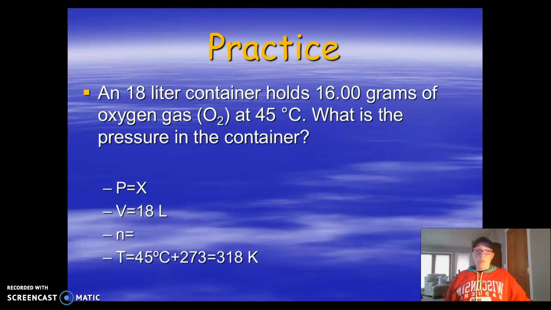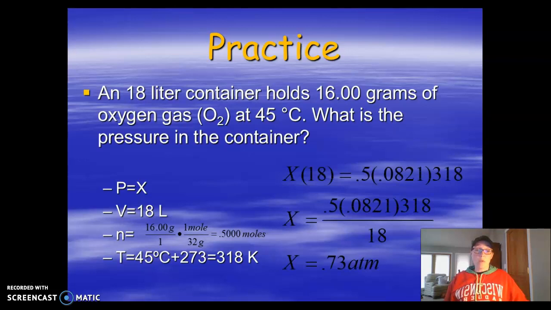So the pressure is what we're looking for. We have the volume. We have the ability to easily get the temperature into kelvins. We just need to do the conversion to get our grams to moles, which we're all very good at. Once we have that, we can put it in and we find out that it's 0.73 atmospheres. Feel free to pause the video if you want to try that on your own first. That is a great idea.